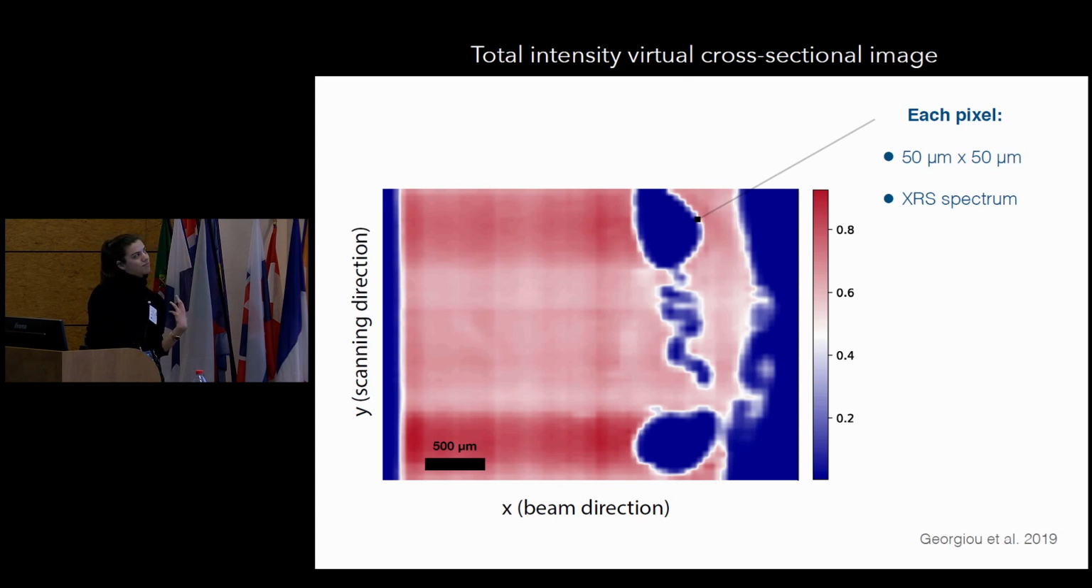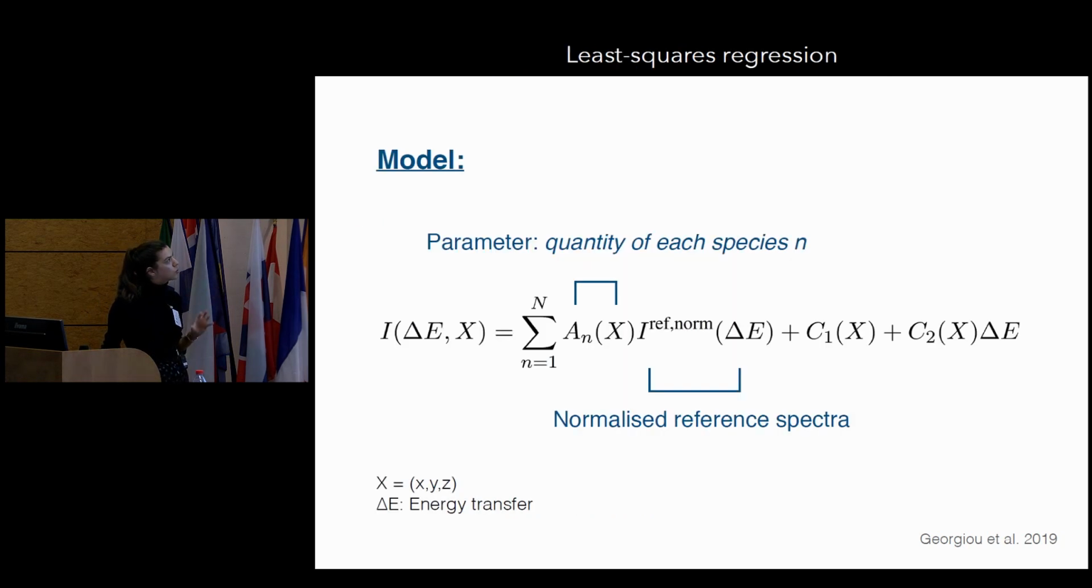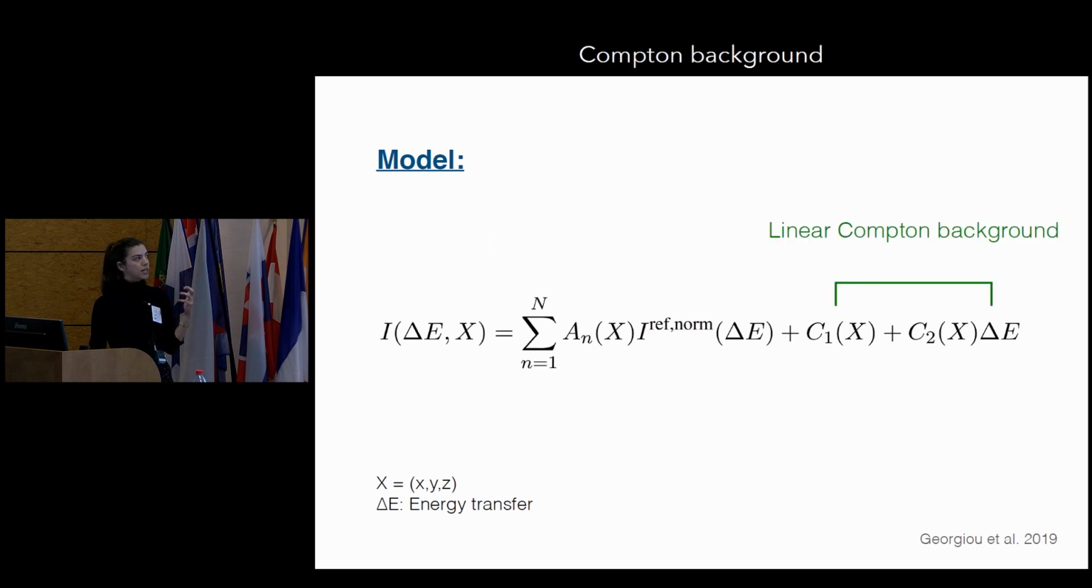So the question is how we deal with this kind of data, and how we get information on the chemistry. What we did is that we came up with a model that is the sum of the normalized reference spectra multiplied by a parameter that reflects the quantity of each of the species, plus a linear Compton background.